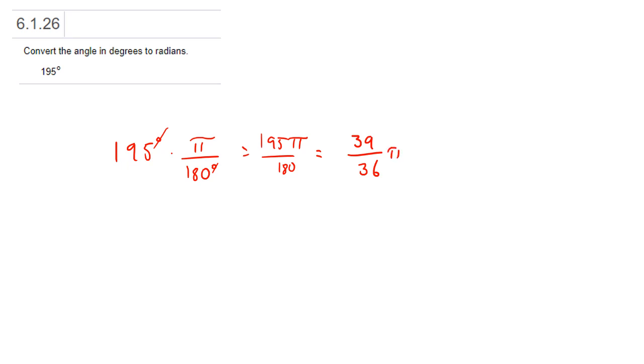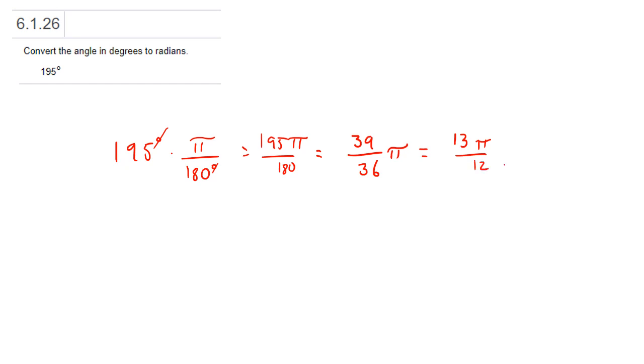Okay, moving on. Another angle that we want to convert from degrees to radians. So once again, we just need to multiply by pi and divide by 180 degrees. The degree unit cancels out, giving us 195 pi over 180. There's again a common factor of 5 that we can cancel out. This will leave us with 39 over 36, again, times pi. I can actually cancel a 3 out as well here to get 13 pi over 12.